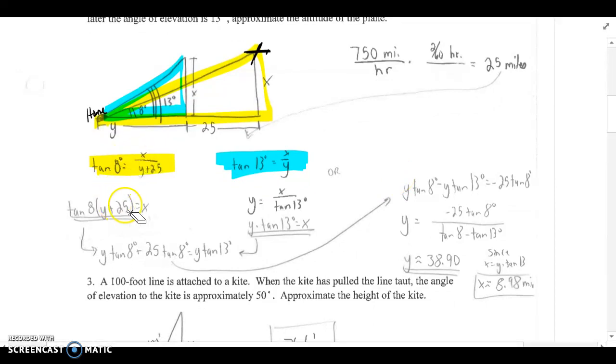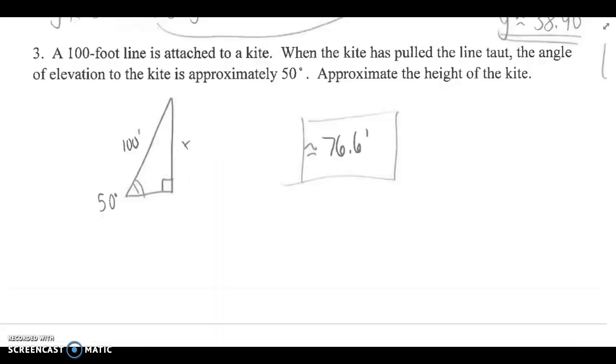The first one I solved for x. The second one I solved for x. And then really by a transitive or kind of a substitution, we set y tangent of 13 equal to this equation from the left side. And we do some algebra to solve that, move all of our y's to the same side, the numbers to the other side, we get y is about 38.90 miles. And since we know that x equals y times the tangent of 13, we can plug that in for y and get that x is about 8.98 miles up in the air.